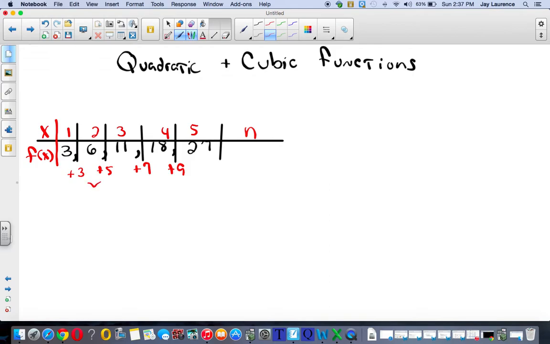Okay? Let's go down to the second difference. This was the first difference. Let's go down to the second difference. We got what? Plus 2 and plus 2, and also plus 2. The second differences are the same. When the second differences are the same, the pattern is going to be something like n squared, n to the second power.